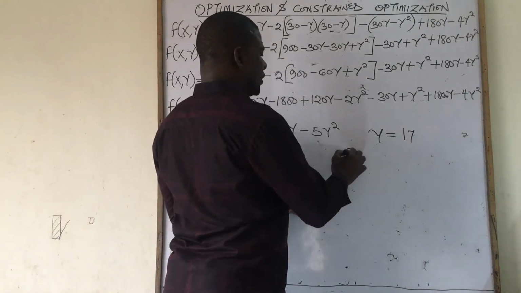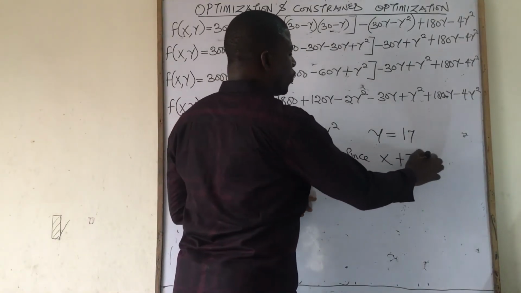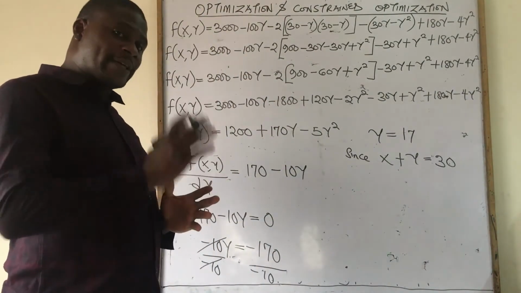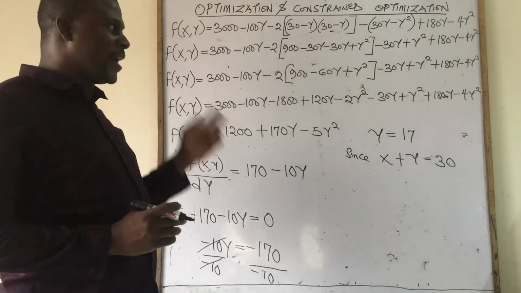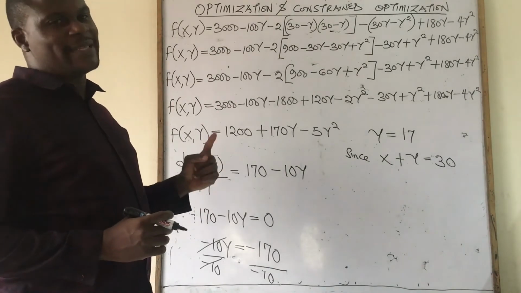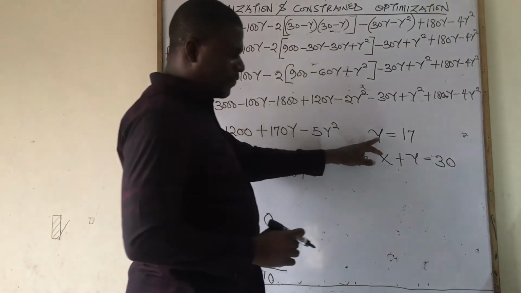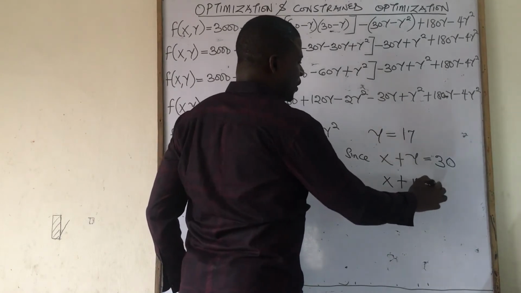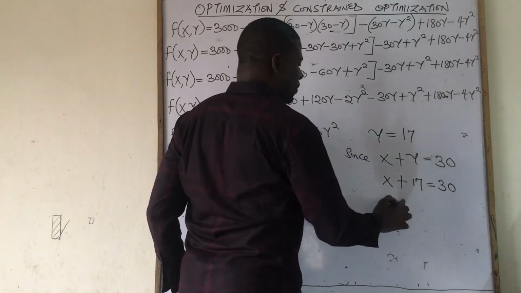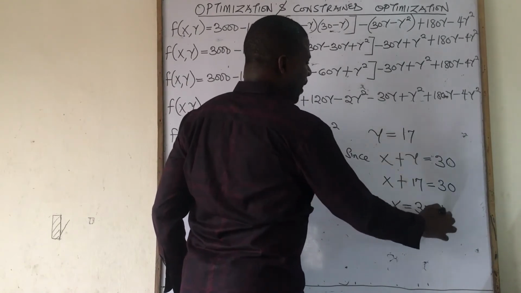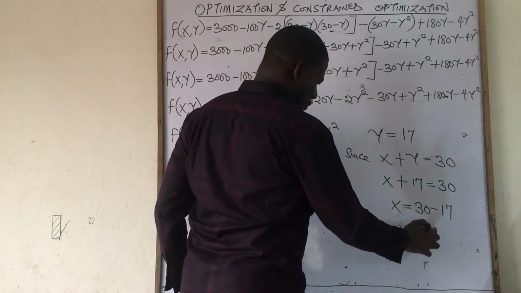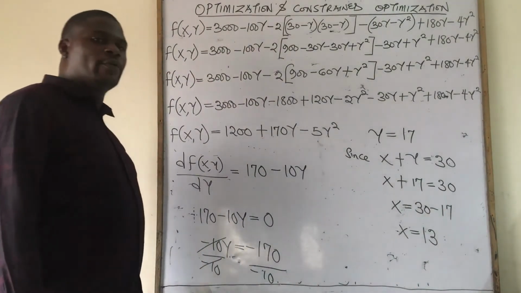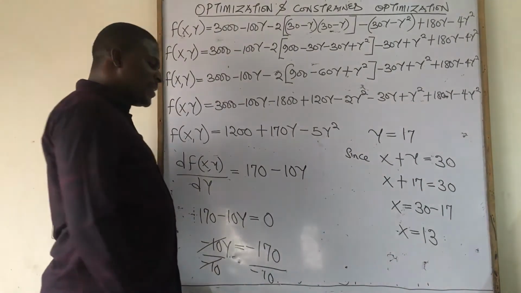Then I can say, since x plus y equals 30, you know from our constraints in the question, that's why I asked you to write down the question, pause the video and write down the question before I clean it. Now, our x plus y is equal to 30 from the question. Now, we have gotten y as 17. So you just say x plus 17 is equal to 30. So plus 17 coming here, our x will now be 30 minus 17. Our x will now be equal to what? 13. Of course, those are the values of x and y.